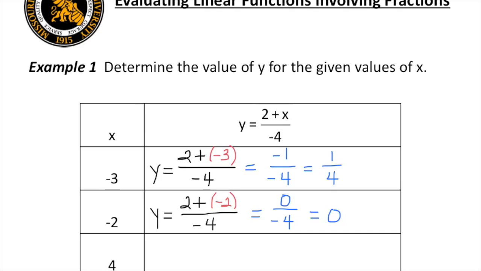Finally, let's evaluate this equation at 4. Replacing our x value in our equation with a 4 and performing the order of operations, 2 plus 4 gives us 6 in the numerator over negative 4. We see that this fraction can be written in simplified form by dividing the numerator and denominator by a common factor of 2 for a final output of negative 3/2.